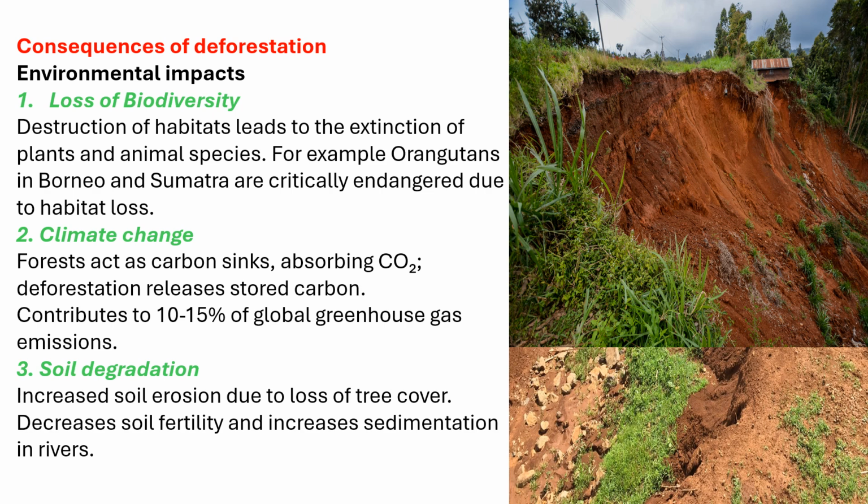The third consequence of deforestation is soil degradation. Soil degradation is the reduction in the productivity or the quality of the soil. So when we cut down the trees, we expose the ground to the agents of erosion, which are wind and water. Increased erosion will lead to formation of gullies and ridges, losing the value of the soil. This will also decrease soil fertility and increase sedimentation in rivers.